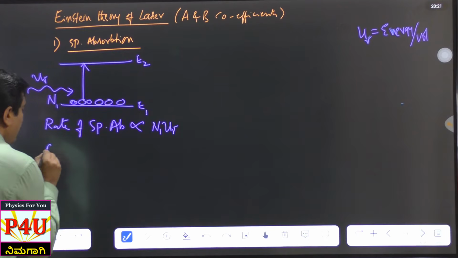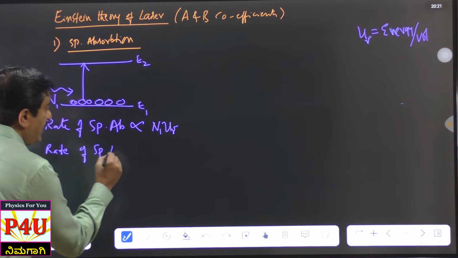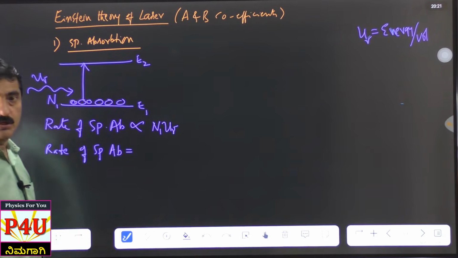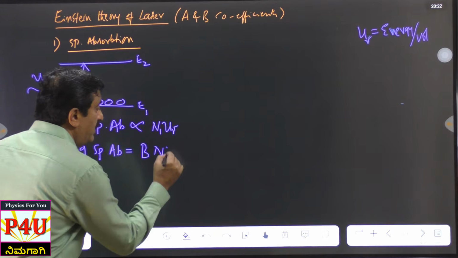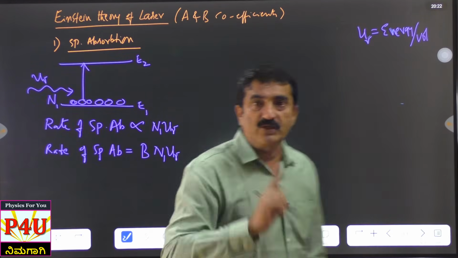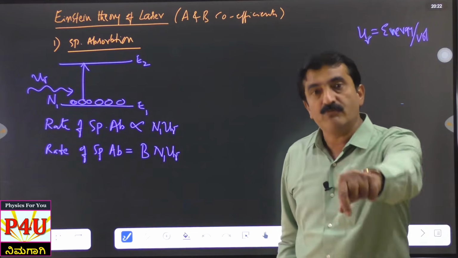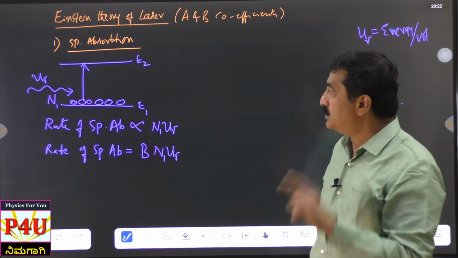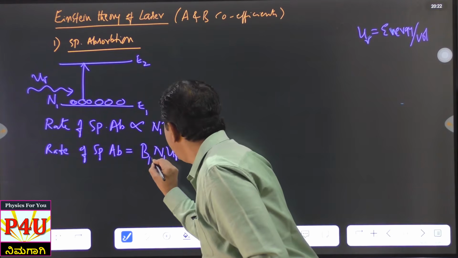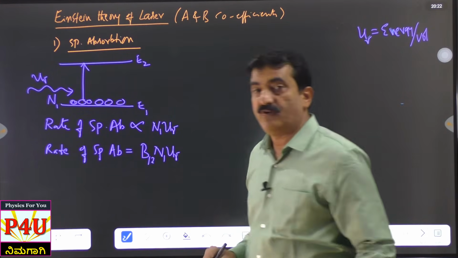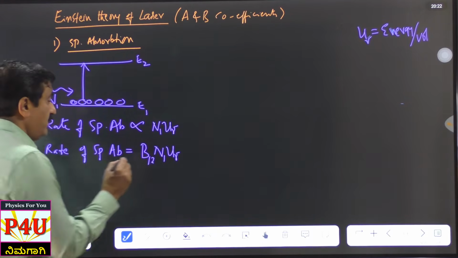As usual, I remove the proportionality sign, then I write the rate of spontaneous absorption is equal to some constant into N1 into U gamma. So I am using one constant B, that is why it is called the B coefficient. Next I am going to use A also. And dear students, we are going from level 1 to level 2, therefore I name it B12. 12 stands for absorption, going from level 1 to level 2. So this is equation number 1.